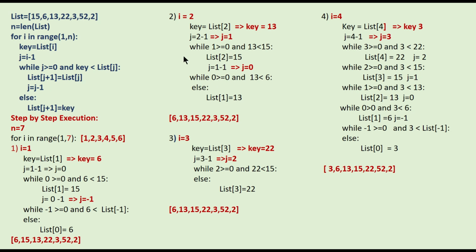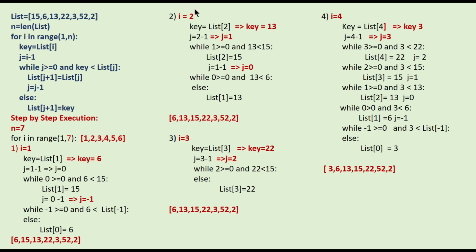So again I will go for the while loop. While 0 greater than or equal to 0, yes it is, and 13 less than 6, is the condition satisfied? No, the condition is not satisfied. When the condition is not satisfied, the else part gets executed. So 13 will be inserted between 6 and 15. After the insertion, in the second position I am having 15 and in the first position I am having 13, and the 0th position I didn't alter at all. So it remains the same.